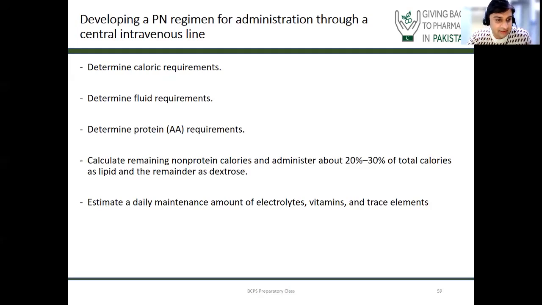So you calculate the calories, then you calculate the fuel requirements. Thirdly, you calculate the protein requirements according to the medical condition that the patient has or had. Then you calculate the remaining non-protein calories. So how do we calculate these? We give 20 to 30% of the non-protein calories in the form of lipids, and the remainder is given as dextrose. At the last, you calculate the total maintenance amounts of electrolytes, vitamins, and trace elements.